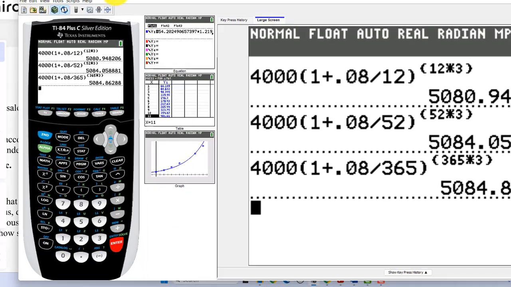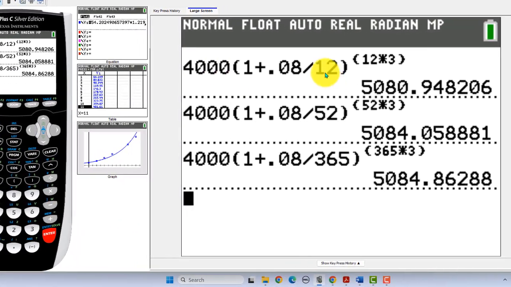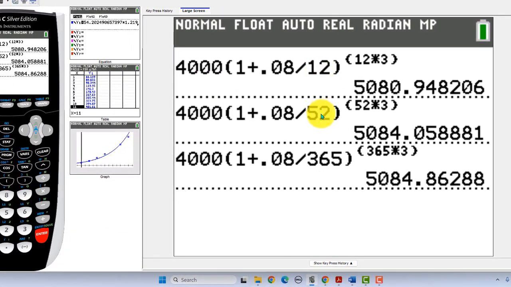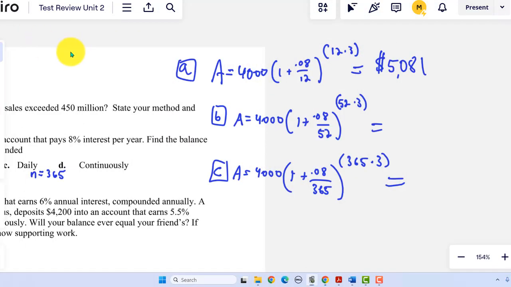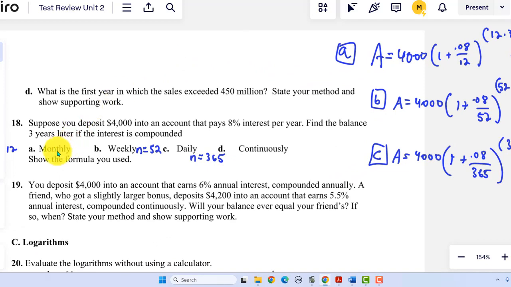So I've entered those three equations into the calculator. Here we compound monthly, weekly, daily. Notice how my n's have changed, but everything else remains the same. My P was 4,000 for all three of them. My R was 0.08 for all three questions. The only thing that changed was the n, the frequency of the compounding, from 12 to 52 to 365.